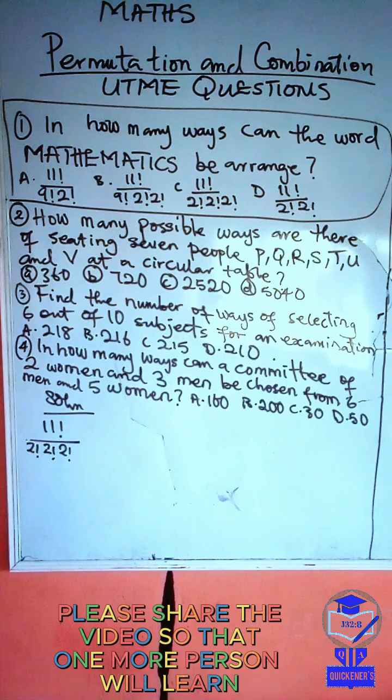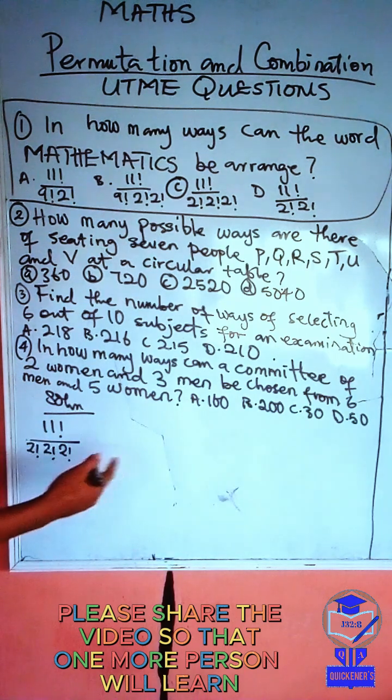So this is your answer. Our correct option is what? Option C. All right, so we have solved the first question. Of course, you can always press your calculator.